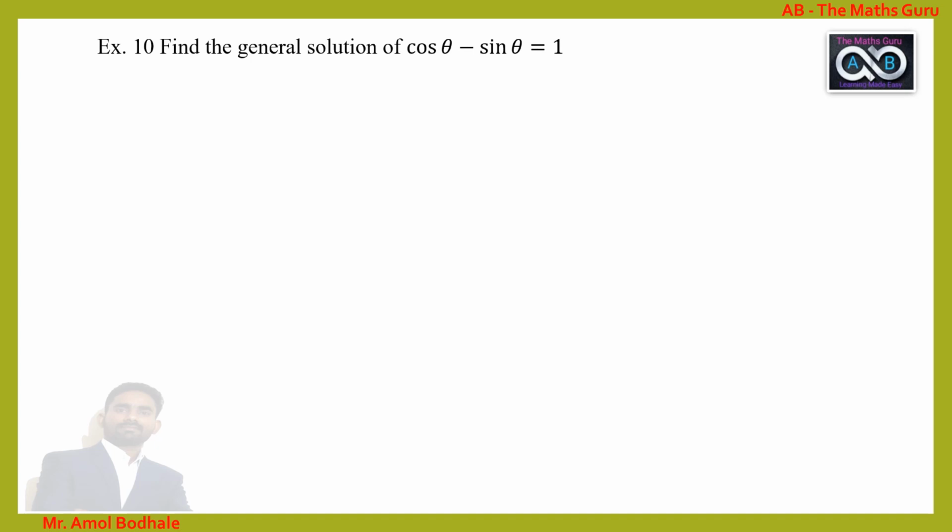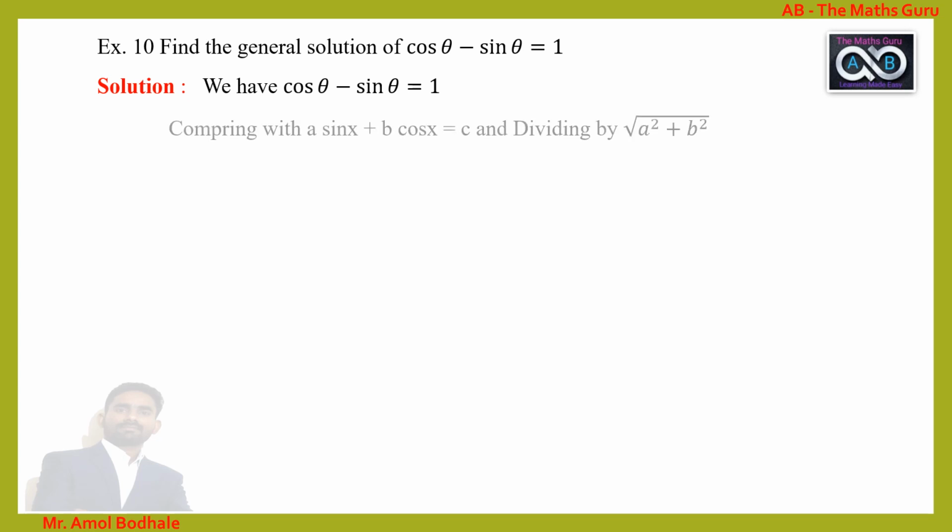Let's see the next example. Find the general solution of cos theta minus sin theta equal to 1. So here we have given cos theta minus sin theta equal to 1. This example is in a standard form.